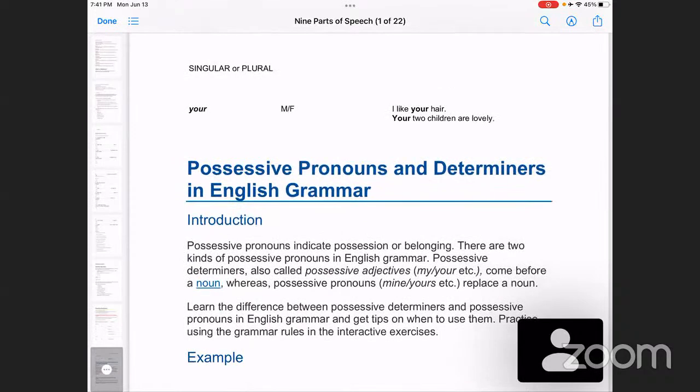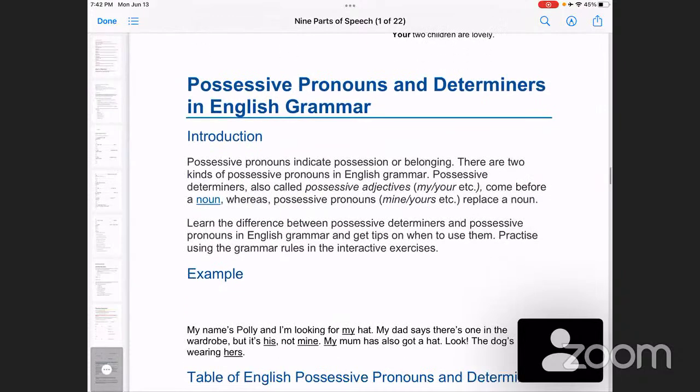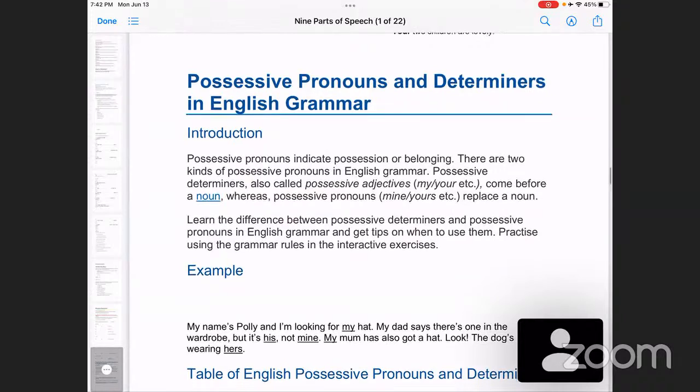Possessive pronouns and determiners in English grammar. Possessive pronouns indicate possession or belonging. That's the reason why they are called possessive. It means belonging. There are two kinds of possessive pronouns in English grammar. Possessive determiners, also called possessive adjectives, like my, your, come before a noun, whereas possessive pronouns replace a noun. Learn the difference between possessive determiners and possessive pronouns in English grammar and get tips on when to use them.